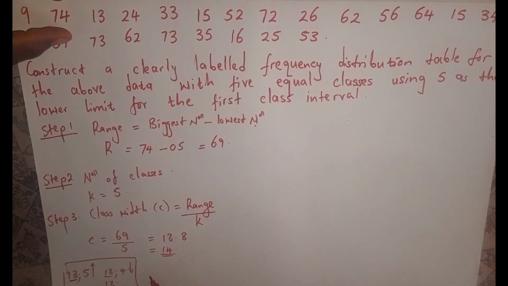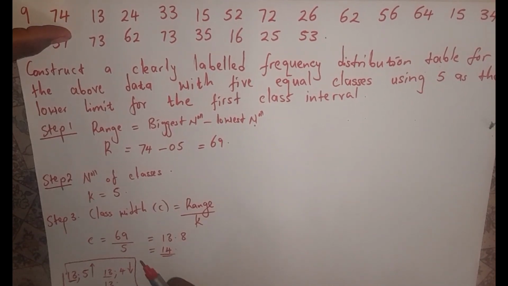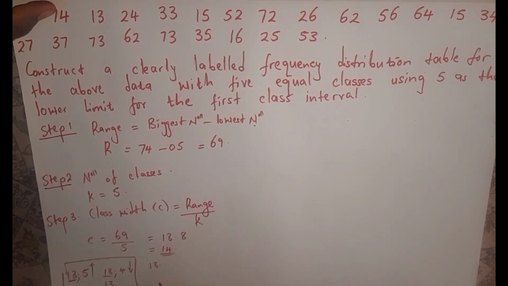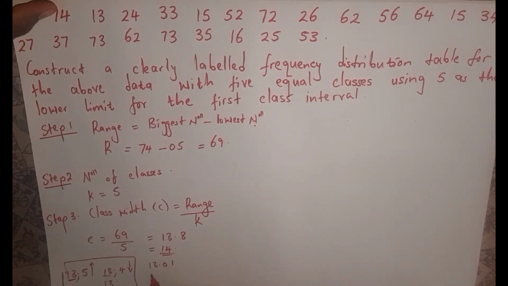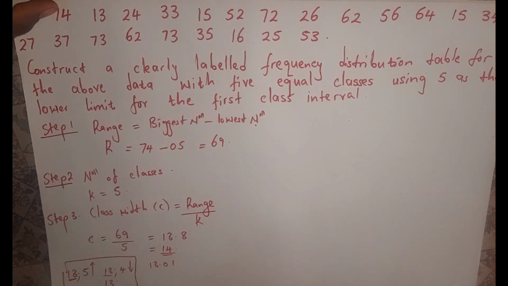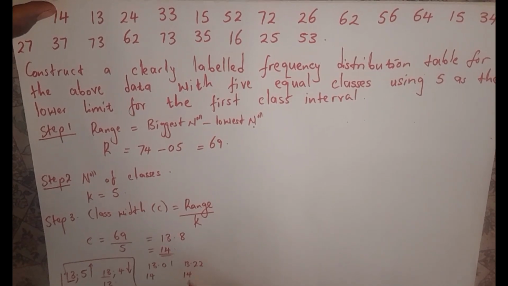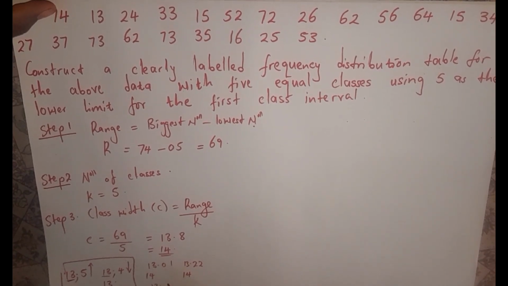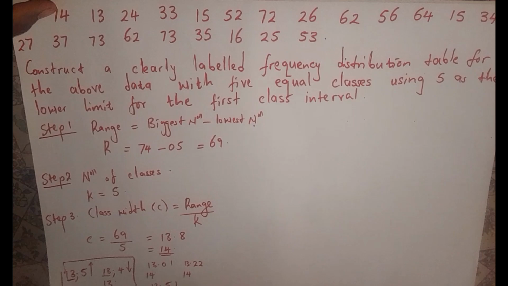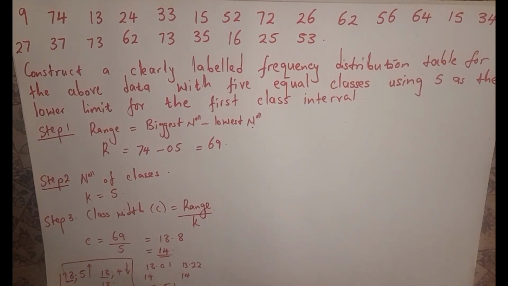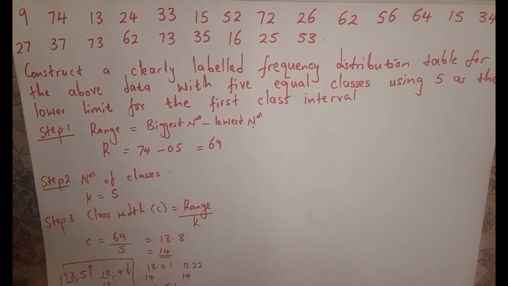What is going to work is that as long as we have a decimal, we round it to the next whole number. Let's say we have 13.01 as our class width, we are going to round it to 14. If we have 13.22, we also round it to 14. And if we have 13.51, we also round it to 14. So when we find our class width as a decimal, we round it to the next whole number without considering the rounding off rule.